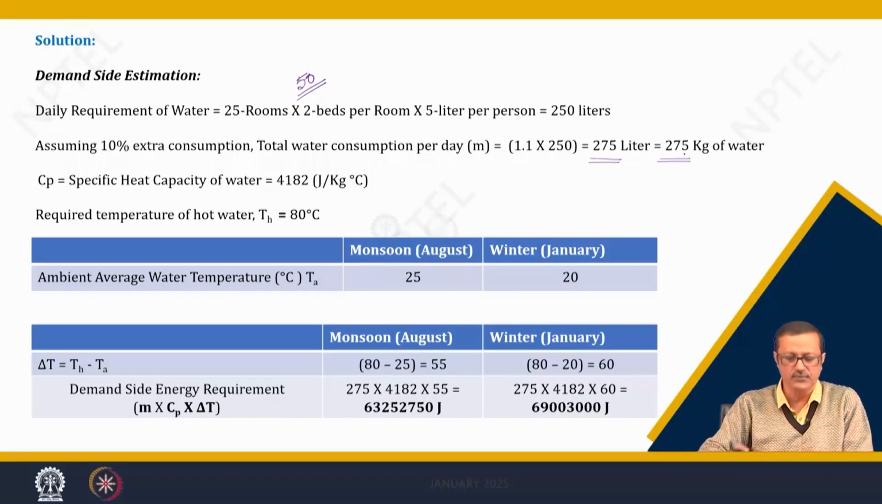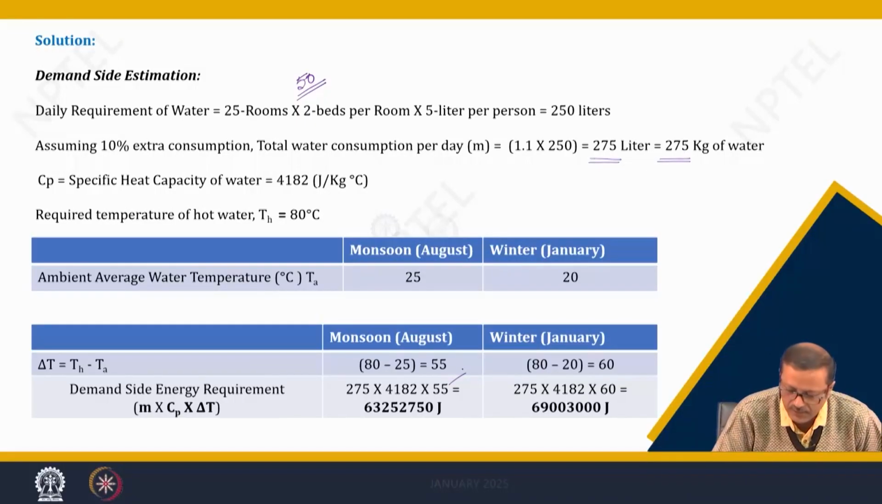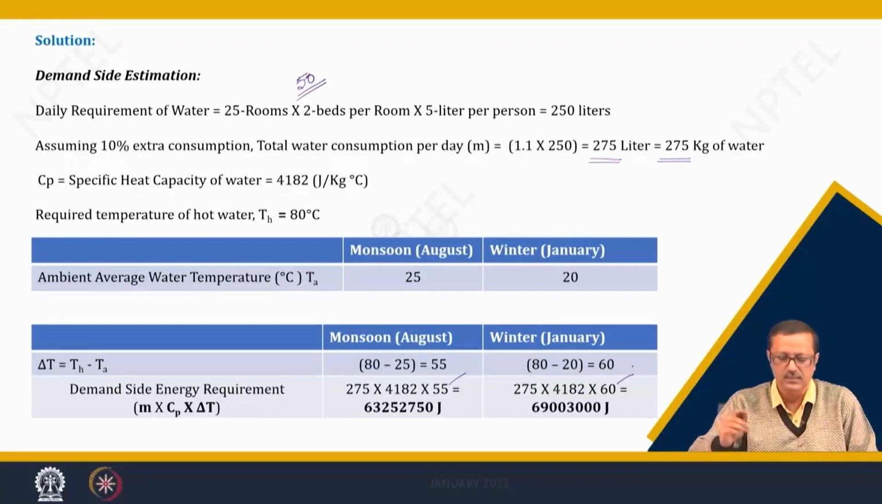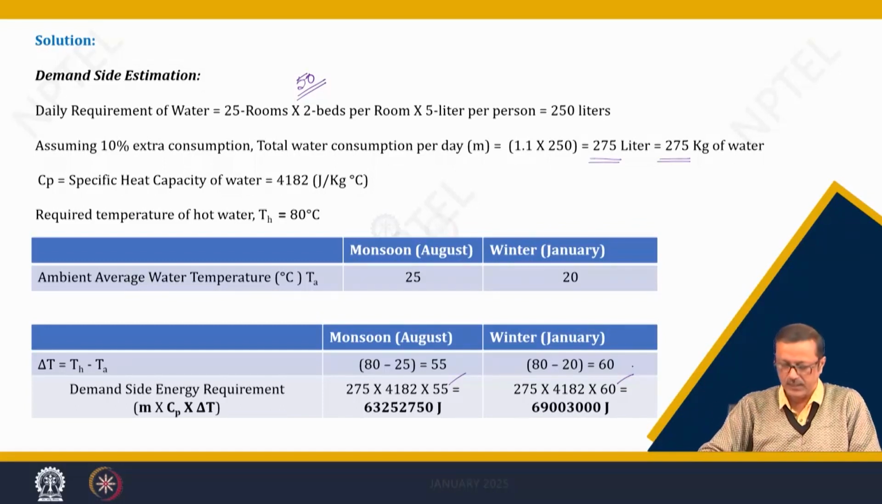So, I found out for the monsoon month how much my demand is. The delta T is 55 for the monsoon season, 80 minus 25, whereas in the winter season it is 60 degree, 80 minus 20. So, M into Cp remains the same for both seasons, only delta T changes, once 55 and once 60. So, I have calculated this in joule, and definitely in the winter season I require a much higher amount of energy.